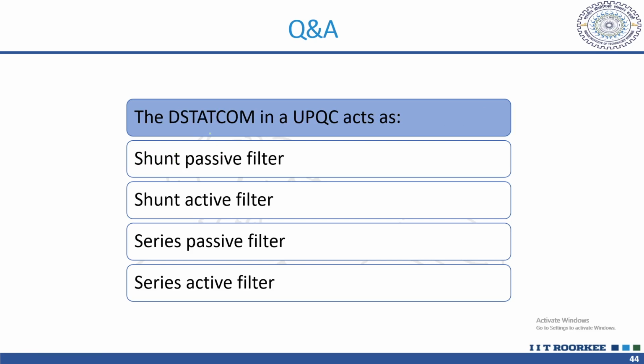In the D STATCOM, in a unified power quality conditioner acts as shunt passive filter, shunt active, series passive, or series active. Yeah, it will be shunt. Yeah, so this is an active filter we had seen. So STATCOM acts as a shunt active filter in this. So this is basically a hybrid filter. In that, STATCOM acts as the shunt component.